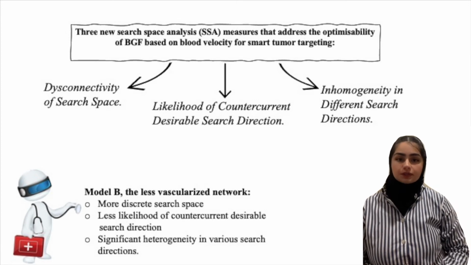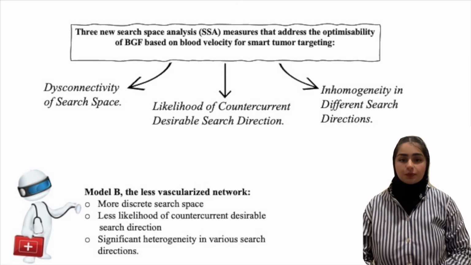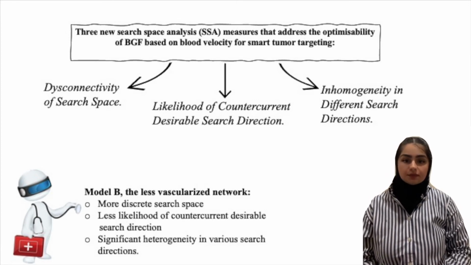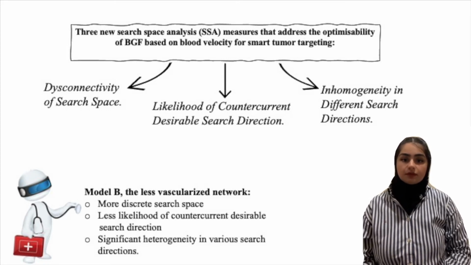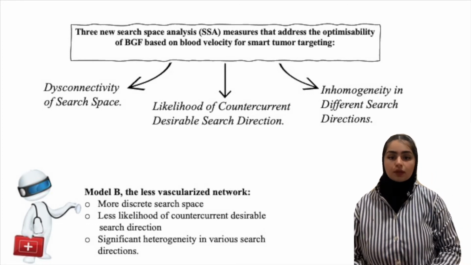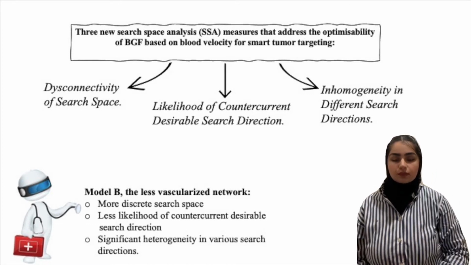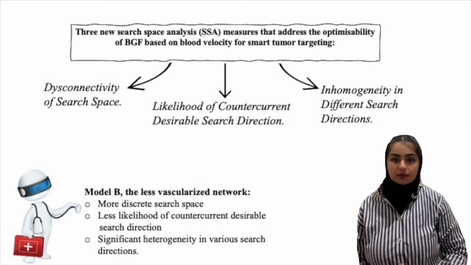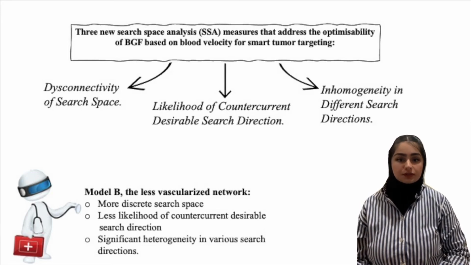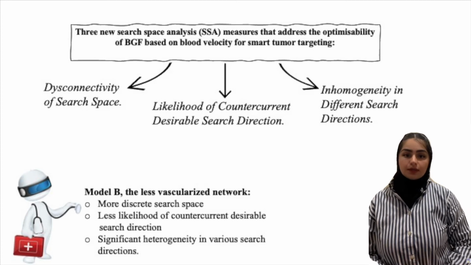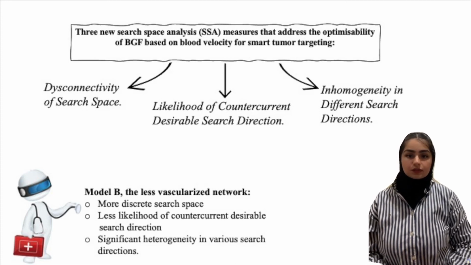3 new search space analysis measures were proposed in order to address the optimizability of biological gradient fields based on blood velocity for smart tumor targeting. This included, number 1, disconnectivity of search space. Number 2, likelihood of counter-current desirable search direction. Number 3, inhomogeneity in different search directions.